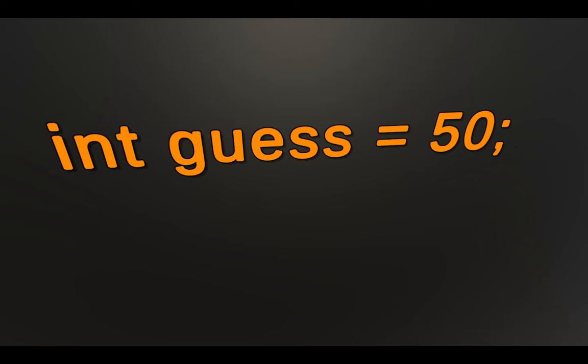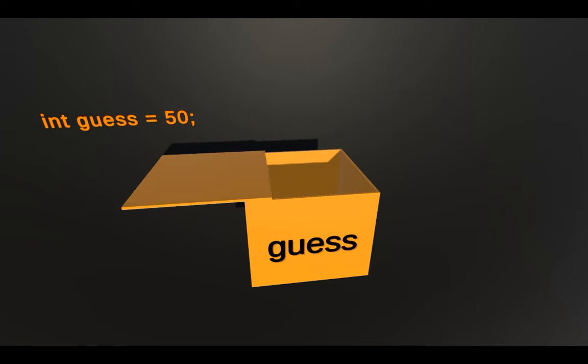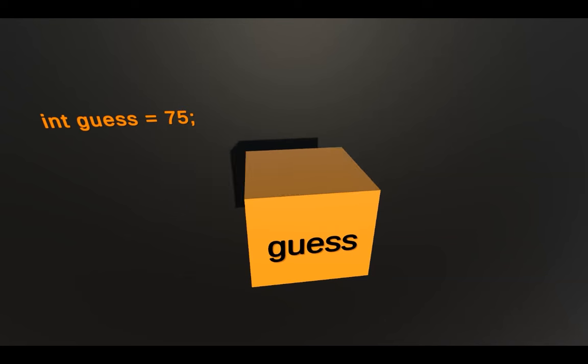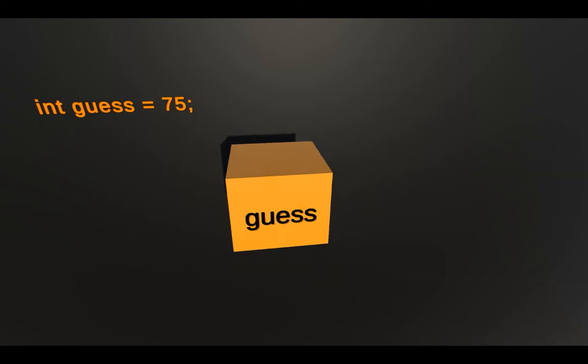In the Guess a Number game, you can think of the player's guess as a box. We can declare a variable like this: int guess = 50. This means that guess is like a box, and inside this box, we have an integer with the value 50. Now, if we change guess to 75, then 50 is replaced by 75 in the box. So the box contains a new value.